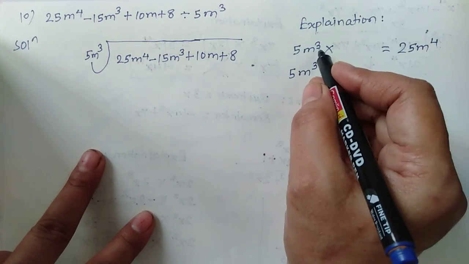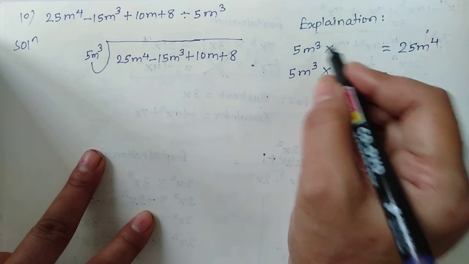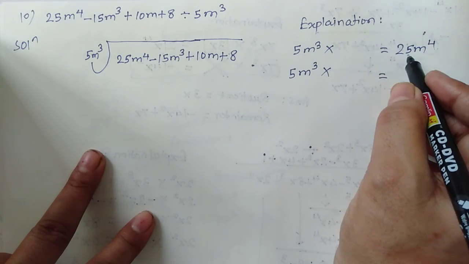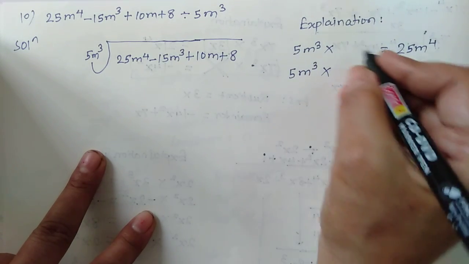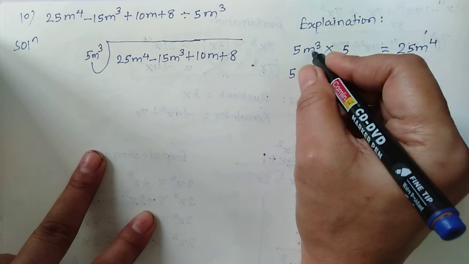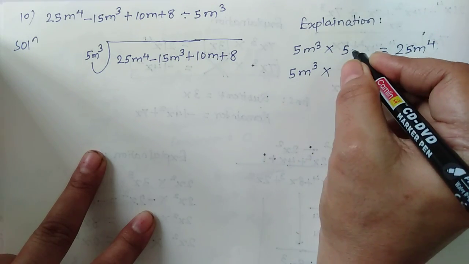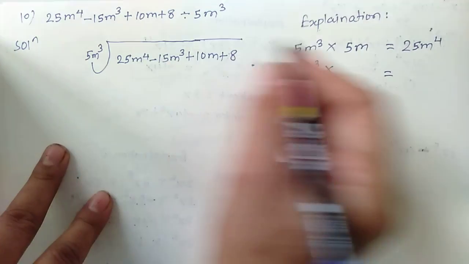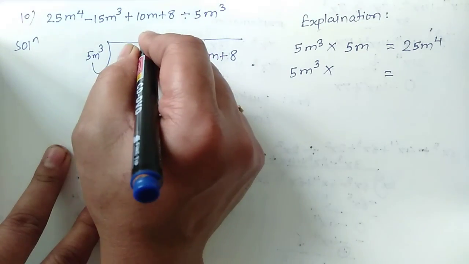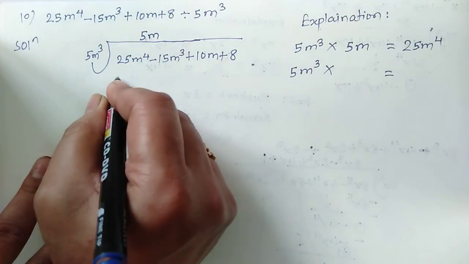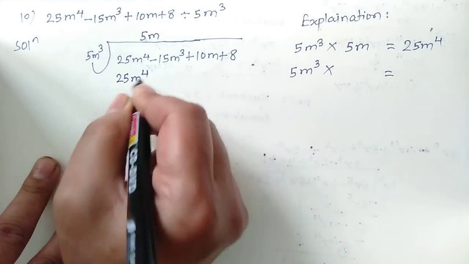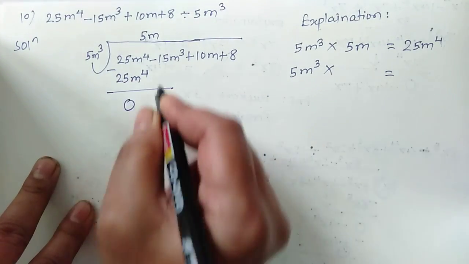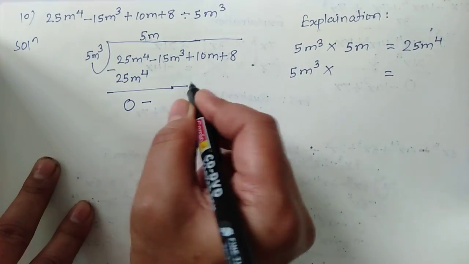So see the divisor 5m cube multiplied by what? Then we get 25m raised to 4. So 5 5s are 25. M cube into m is equal to m raised to 4. So our multiplier is 5m. Then we get 25m raised to 4. Take the subtraction. It is 0. Now the next term falls down.